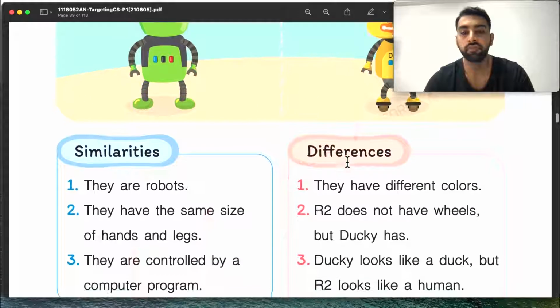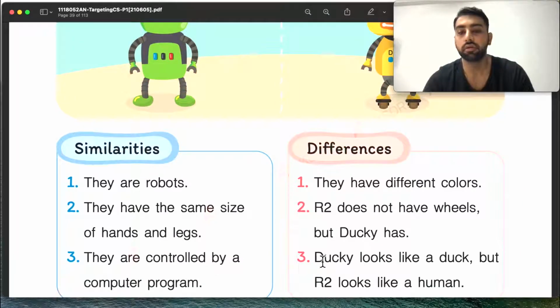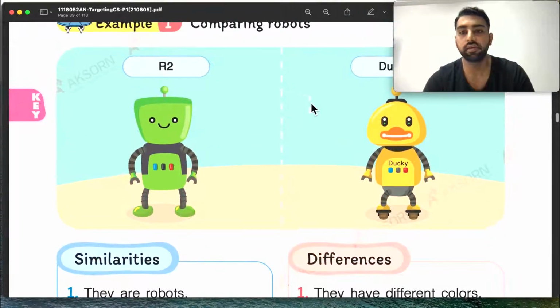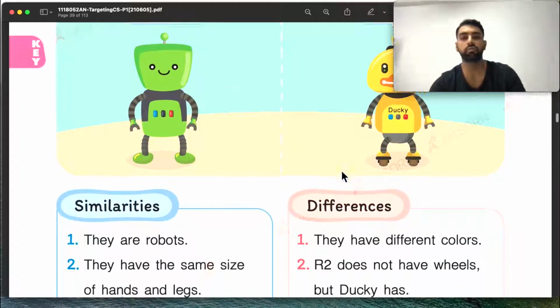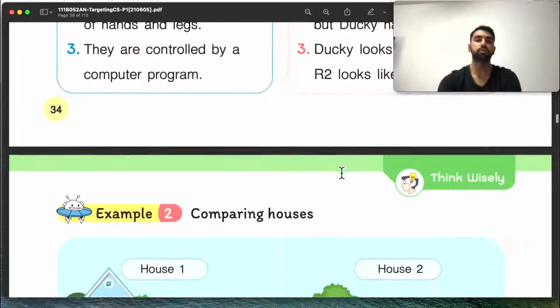All right, number 3. Ducky looks like a duck, but R2 looks like a human. Ducky looks like a duck, quack quack, and the R2 robot looks like a man or human. All right, so it's not the same. I hope you understood.